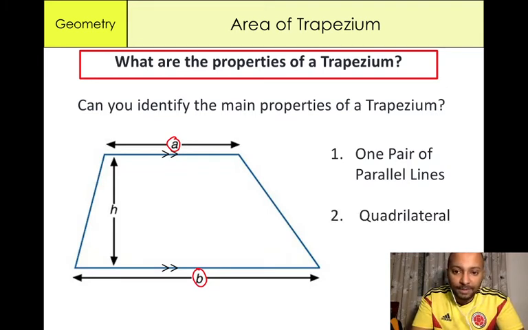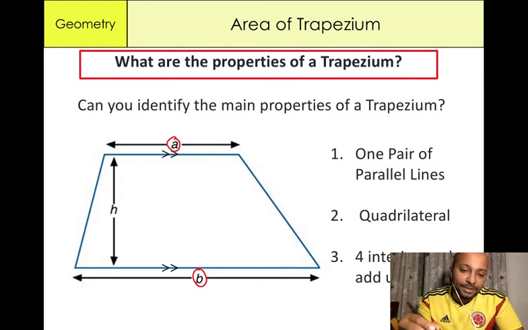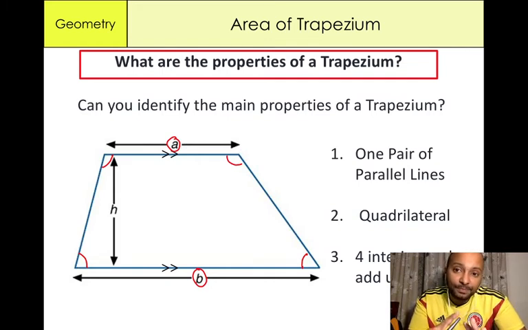The second important aspect is that it's a quadrilateral. It's part of the quadrilateral family. Quadrilateral basically means it's a four-sided shape. A trapezium is a four-sided shape, a kite is a four-sided shape, and a square, a rectangle and a rhombus are all part of the quadrilateral family. The last one is that the four interior angles inside the trapezium add up to 360 degrees. So the angles inside a trapezium need to add up to 360.